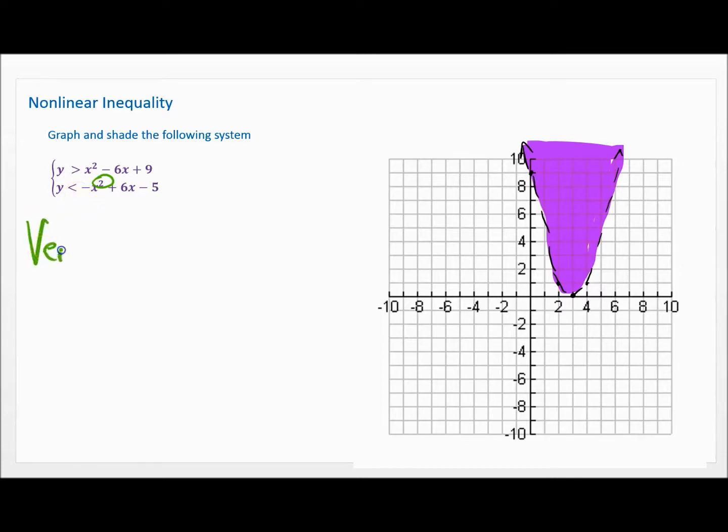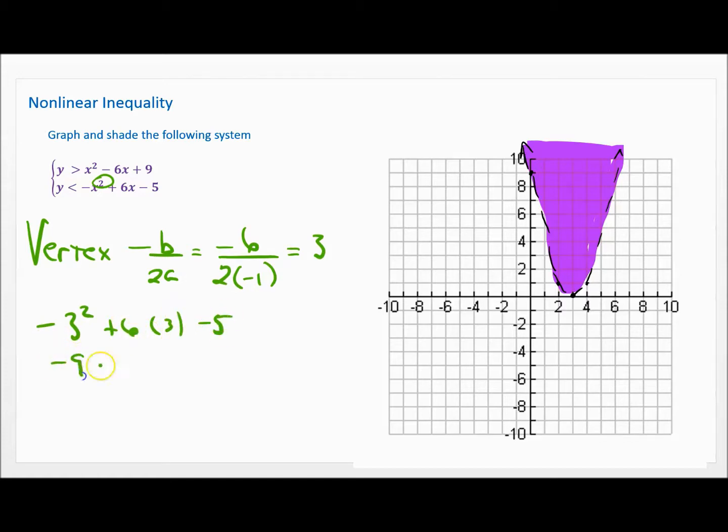We need to know the vertex of this parabola. Remember, that's negative b over 2a. So that's negative, my b is 6, over 2, my a is negative 1. So it's negative 6 divided by negative 2, which is positive 3. I plug 3 into that function. So I get negative 9 plus 18 minus 5. That's going to be 9 minus 5 is 4. So (3, 4) is my vertex. So I go to (3, 4). There it is. That's my vertex.